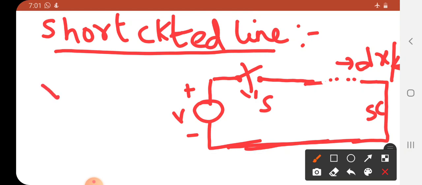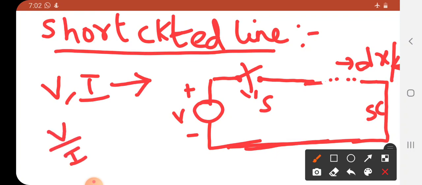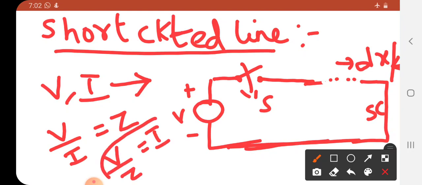V and I are traveling throughout the transmission line, and here V by I is equal to Z, or you can also write V by Z is equal to capital I. This is the incident current.